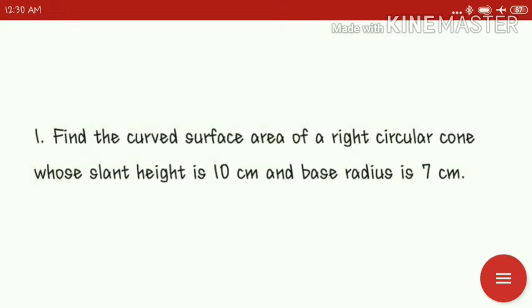Now let's talk about some numerical examples which I have chosen for you, and here I will solve those. And if you want, you can solve it by yourself also by pausing the video, and then come to my solution. So here is the first question: find the curved surface area of a right circular cone whose slant height is 10 and the base radius is 7. So first do it yourself and then come to my solution.